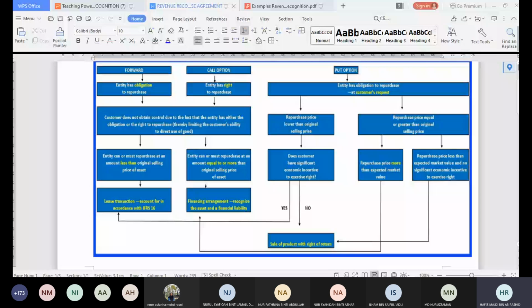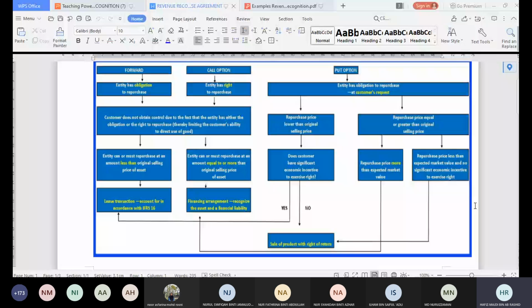Okay, so if the exercise price is equal or more, and it is at the request of the company. However, if it is at the request of the customers, it can either be financing if the repurchase price is less than expected market value. But if the repurchase price is more than expected market value, then it is just like a normal sale, a normal sale where you have the right to return it back.